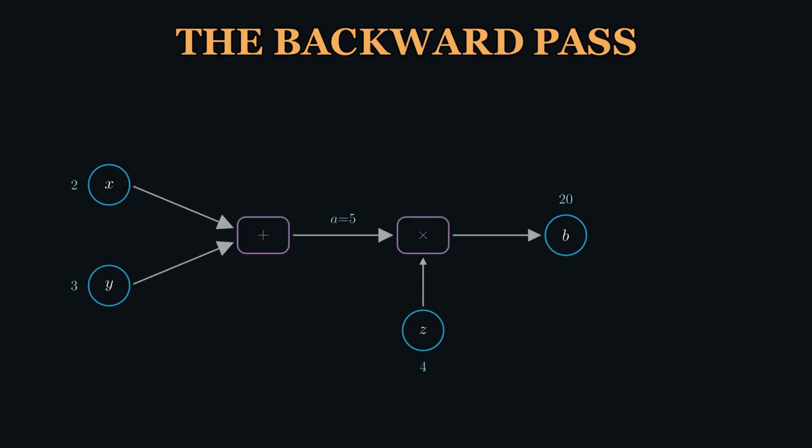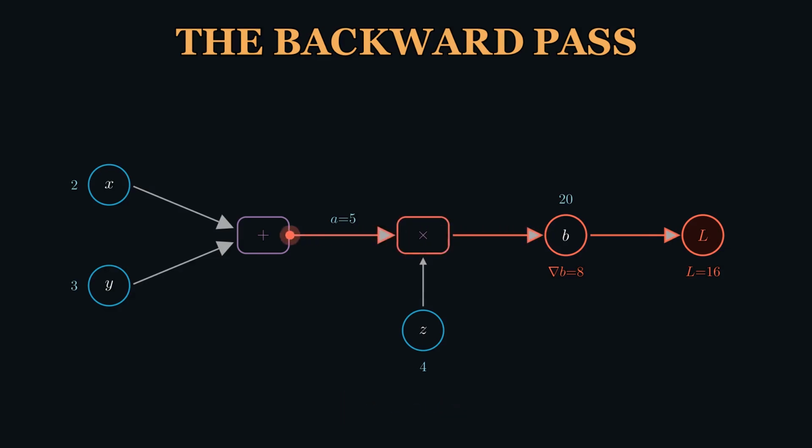Now let's run the backward pass. Here's our graph again with all the forward values. But this time we add a loss function. The loss is L = (b − 16)², where 16 is our target. Since b is 20, L = (20 − 16)², which is 4 squared, 16. The backward pass starts at the loss. We ask, how sensitive is the loss to b? The derivative of L with respect to b is 2 times (b − target). That's 2 times 4, which equals 8. Our first gradient flows backward.